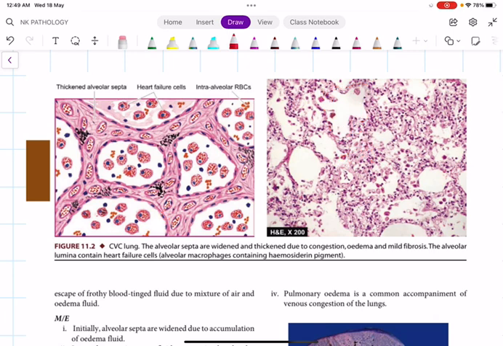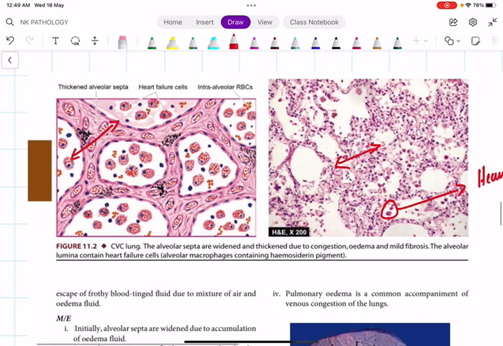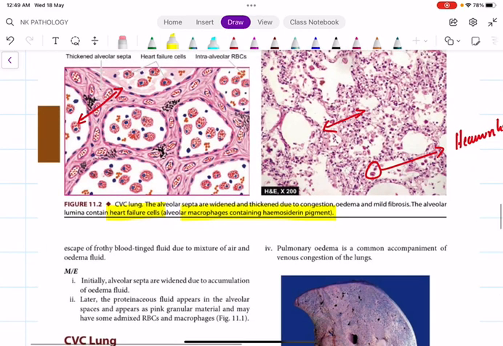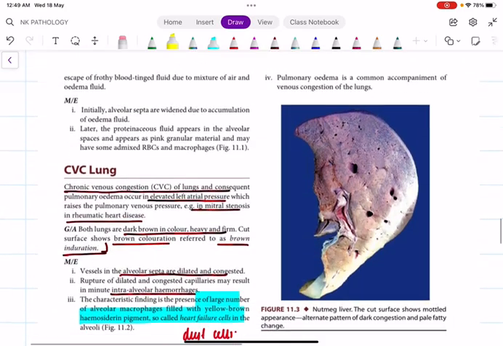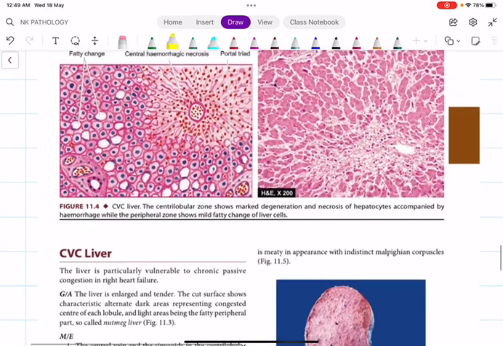Yes, I'm just drawing here. This is the thickened septa. And you can see these are alveolar hemorrhages. Then what we call heart failure cells, that is hemosiderin-laden macrophages, are present. Fine. And so that is about CVC lung. You may get a question: what are heart failure cells? That's all.